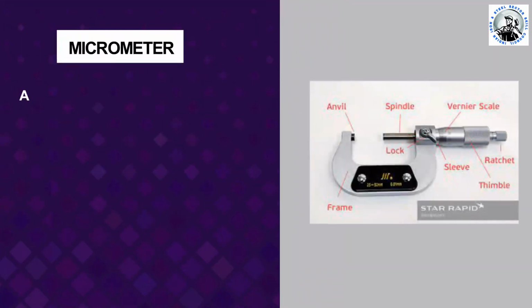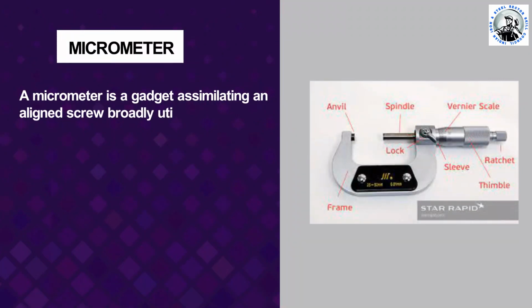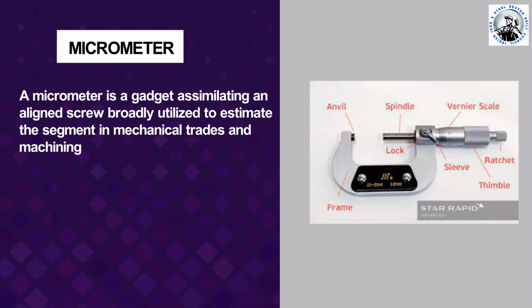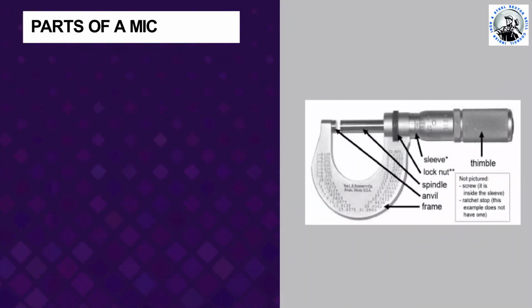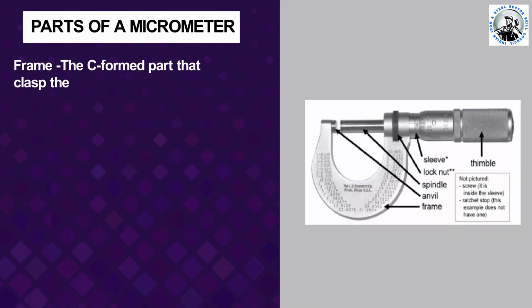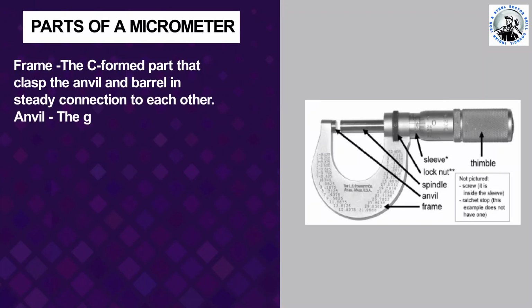A micrometer is a gadget assimilating on a line screw, broadly utilized to estimate the segment in mechanical trades and machines. They are used to measure very small distances. Parts of a micrometer. Frame. The C-formed part that clamps the anvil and barrel is steady connection to each other.